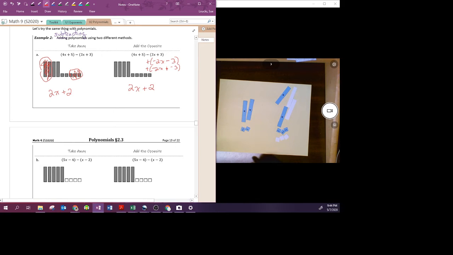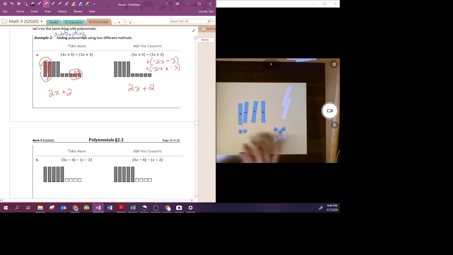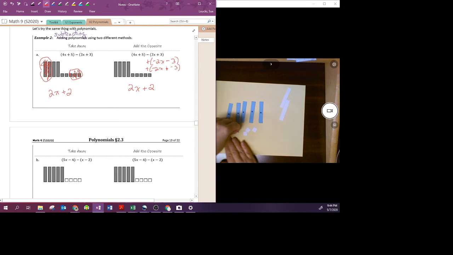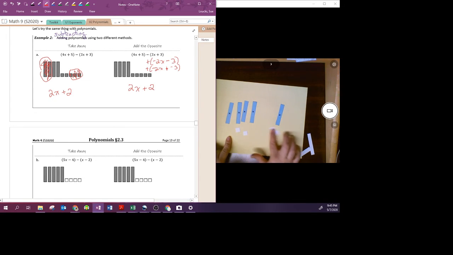All right, let's look at another example. I have 5x minus 4, and I want to take away x minus 2. So, okay, well, I can do that. I can take away an x, and I can take away minus 2, and I'm left with 4x minus 2, which is what I have on my tiles.